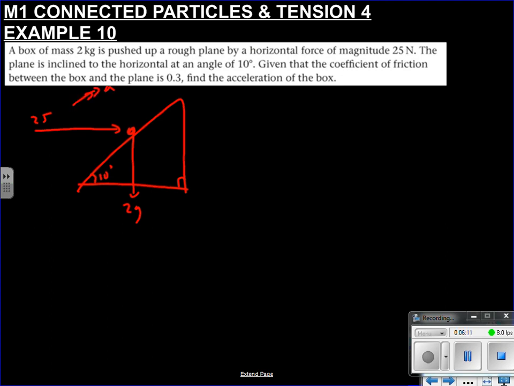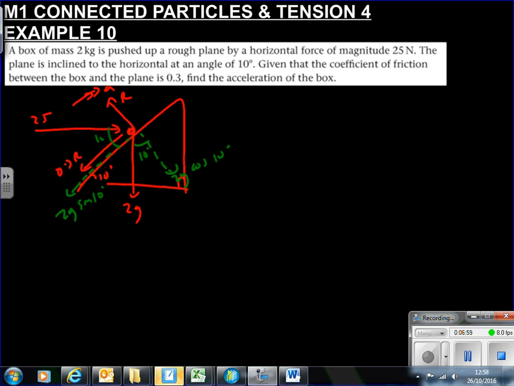So it's accelerating up here. Friction's going to be acting against it. So friction, we'll put that here, and that's 0.3 R. There's a normal reaction there. Need to start splitting my weight component straight away. So this is next to the angle 10 degrees, and therefore we've got this force, our second weight component. Remember, colors really do help. So that's 2g sin 10 degrees. Okay, we also need to split up our 25 Newton force. So what angle is that? Well, that is a Z angle, so therefore the whole thing here is also 10 degrees.